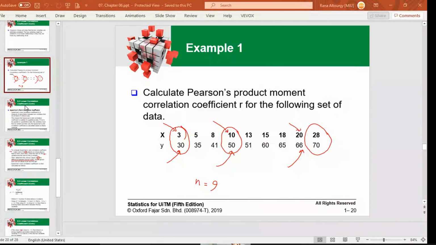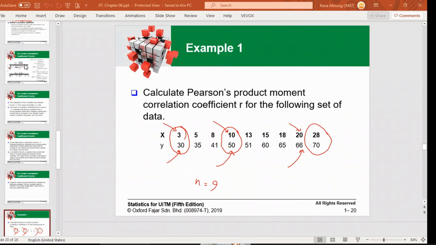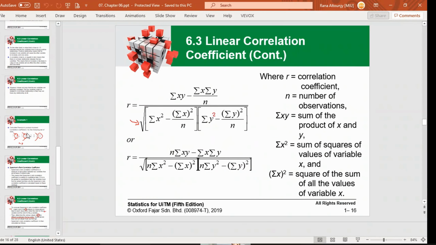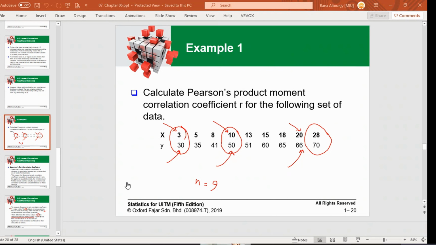We need to use this equation. If you remember, we need to use this equation. Okay? So, in this equation, we want values of Y, values of X, and we need N, which is the number of observations. Because each value of X with the value of Y posed together, we call it one observation.